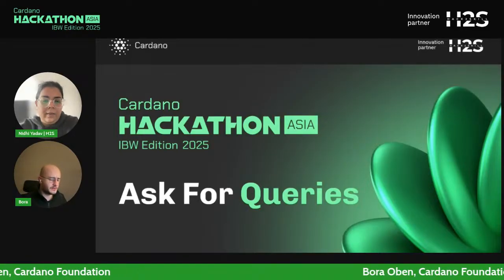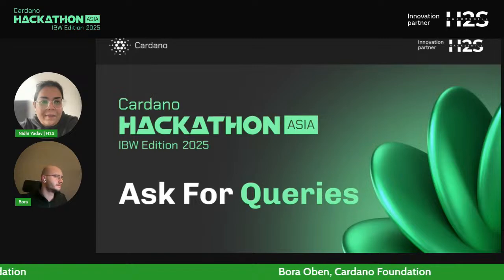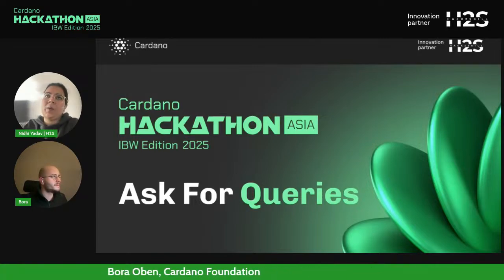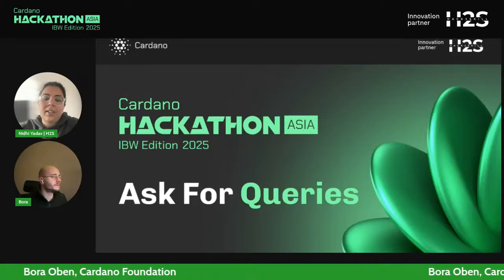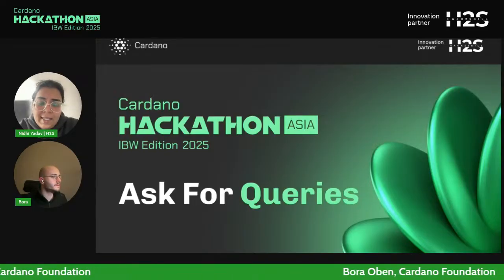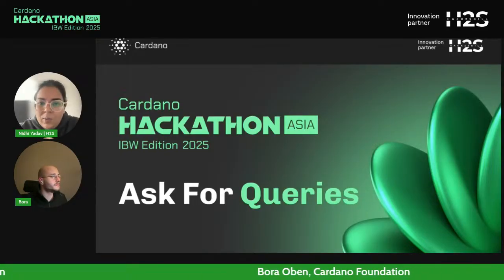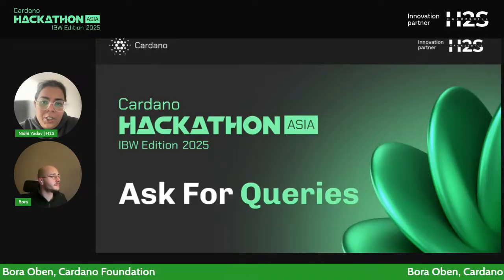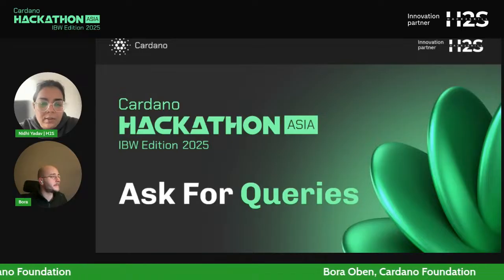Maybe I didn't get the question, but... No worries. We have some pre-submitted questions from the shortlisted participants to us as well, Bora, and I would like to address them as well, which is how does Aiken ensure predictable cost behavior during script execution?